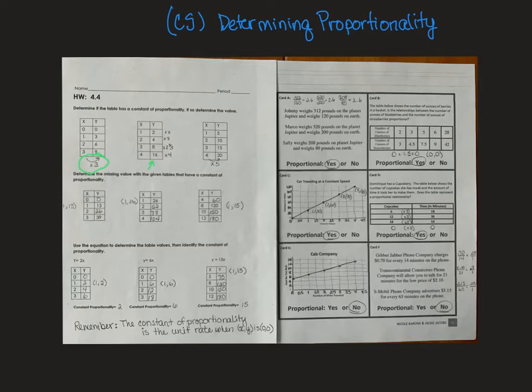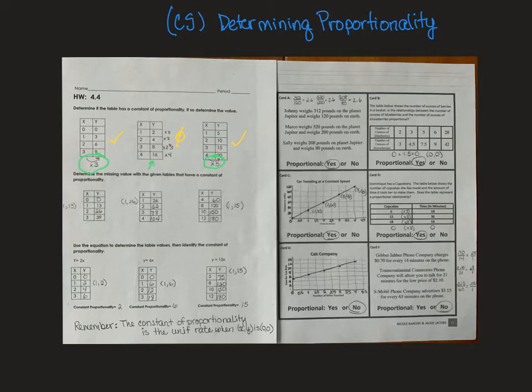And in the third one, you can see that you are multiplying by 5. Every time you are multiplying by 5, 1 times 5 is 5, 2 times 5 is 10, and so forth and so on. So there you go. This table has a constant of proportionality. This table does also, and this one does not. Okay, going to the second set of 3 tables.